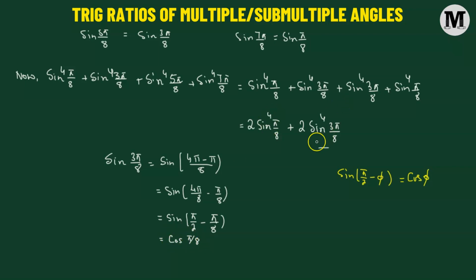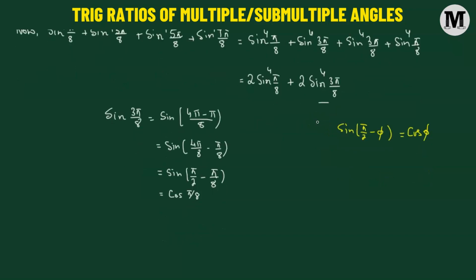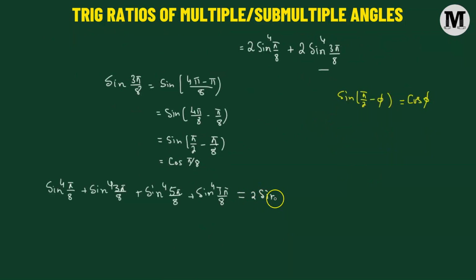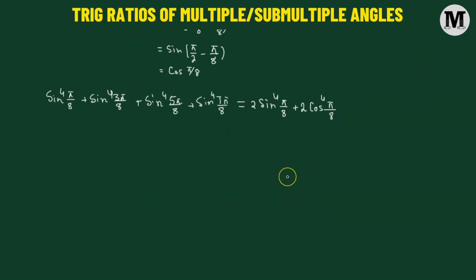So which means we can now get, in place of 2 times sine 3 pi over 8 raised to the power 4, we are going to get 2 cosine 3 pi over 8 whole raised to the power of 4. 2 times sine pi over 8 whole raised to the power of 4. And in place of the second term, we have 2 times cosine of pi over 8 whole raised to the power of 4.